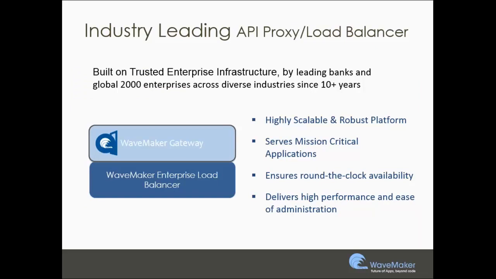In terms of the runtime itself, WaveMaker API Gateway uses a load balancer, which is a key component of the overall solution. The Gateway product uses a load balancer which has been trusted by enterprise infrastructure and leading banks and global enterprises across various diverse industries for the last 10+ years. Pramati used to have a load balancer which is now morphed into WaveMaker Enterprise Load Balancer, which is highly scalable and robust, and it ensures high performance and ease of administration.